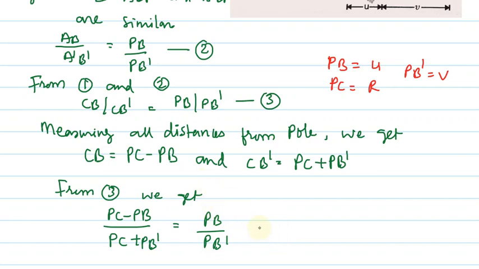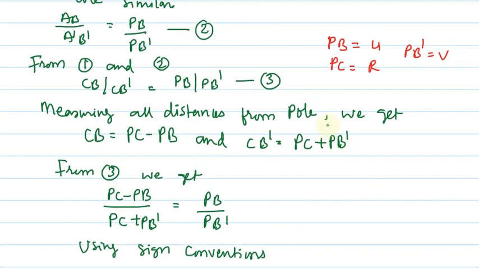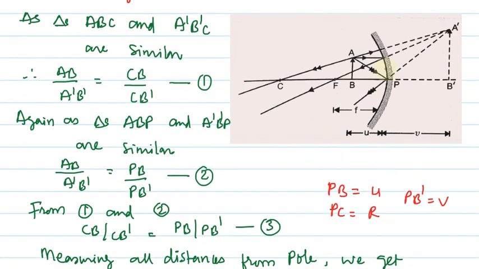So let us apply sign conventions. Using sign conventions, the object distance will be negative, the image distance will be positive, and the radius of curvature will be negative. Why is the image distance positive? If we observe the ray diagram, the image is formed along the direction of incident rays. So the image distance is positive, whereas the object distance is opposite to the direction of incident rays. So the object distance is negative.